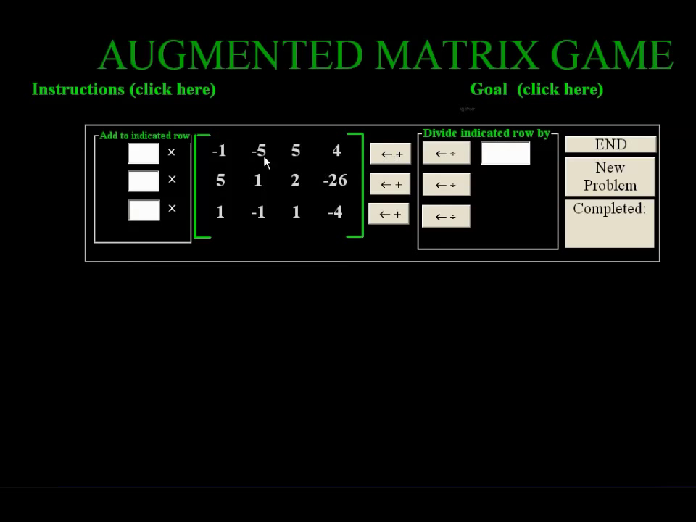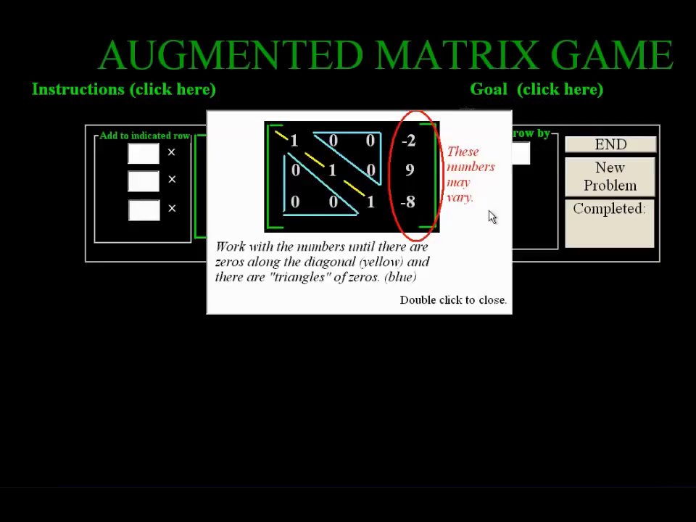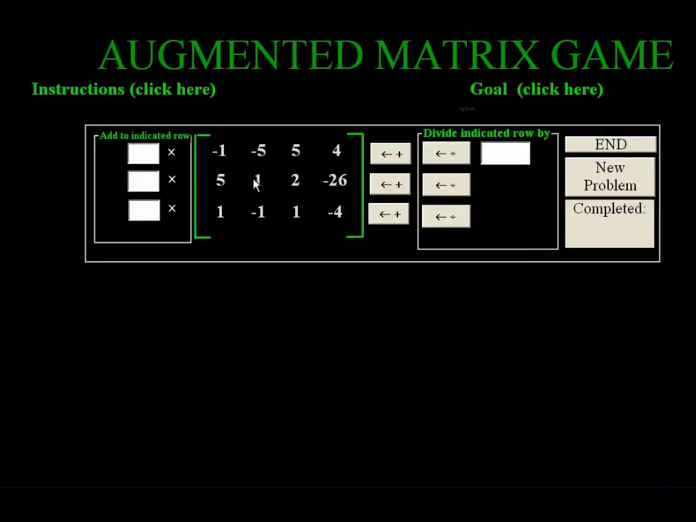So let's see. If I wanted to get a 0 right here, which is on my goal, I could take 5 of this row and add it to 1 of this row. So let's do that: 1 of this row and 5 of this row, multiplied and added together, and we'll place it here. So now we have a 0 there. Now let's see if we could get the 0 down here. Well, looks like we only have to take 1 of this row and 1 of this row and add it there, and we've got that.